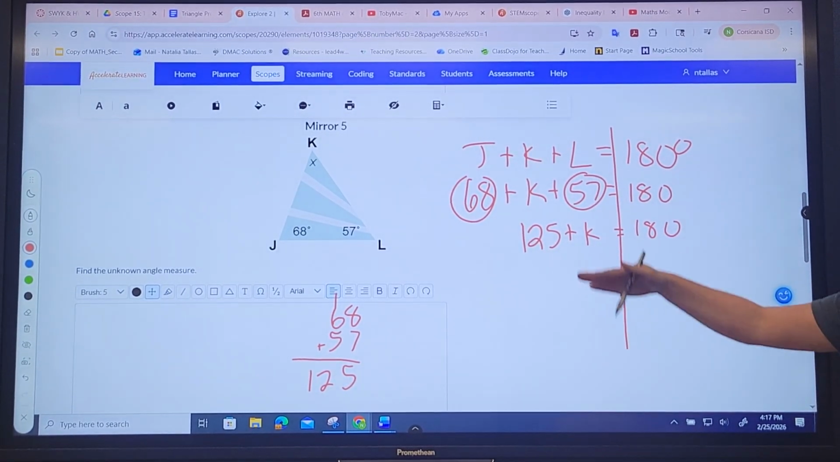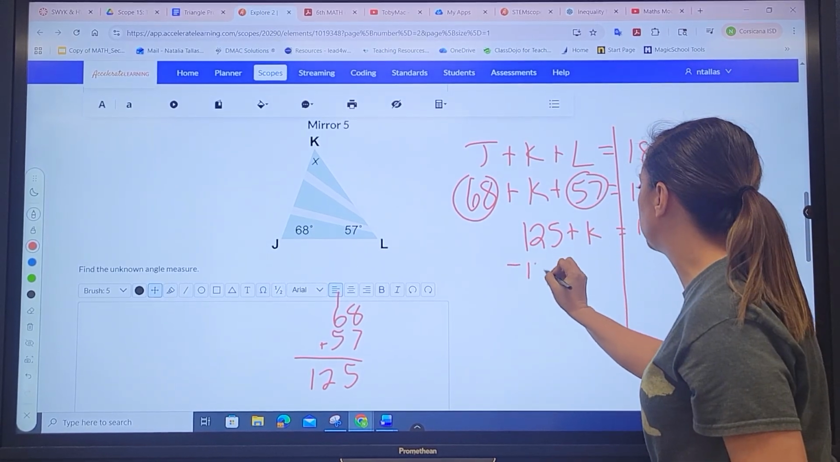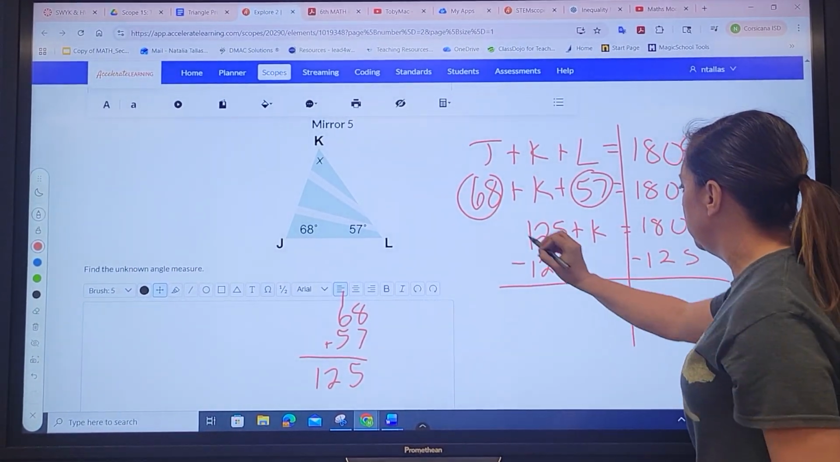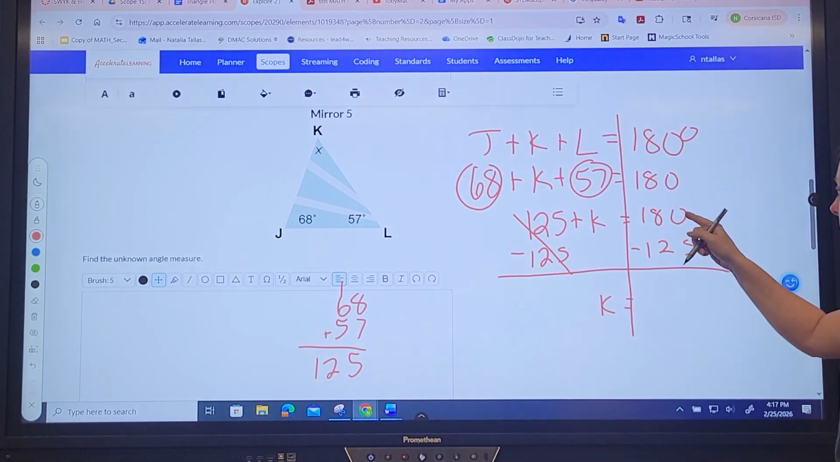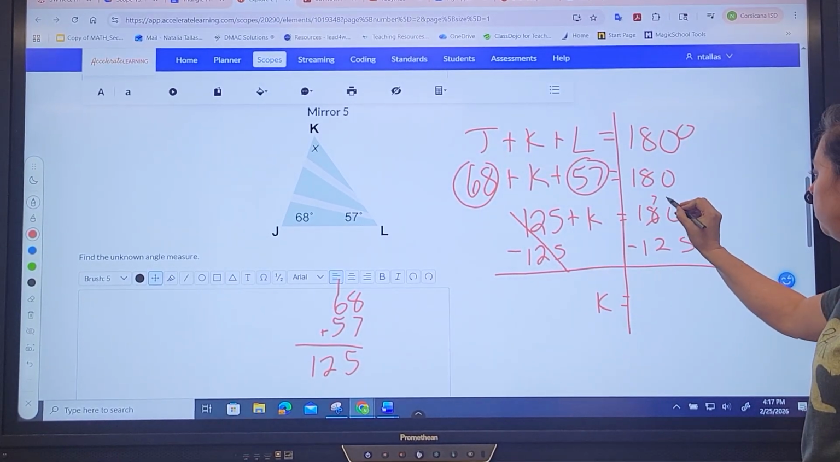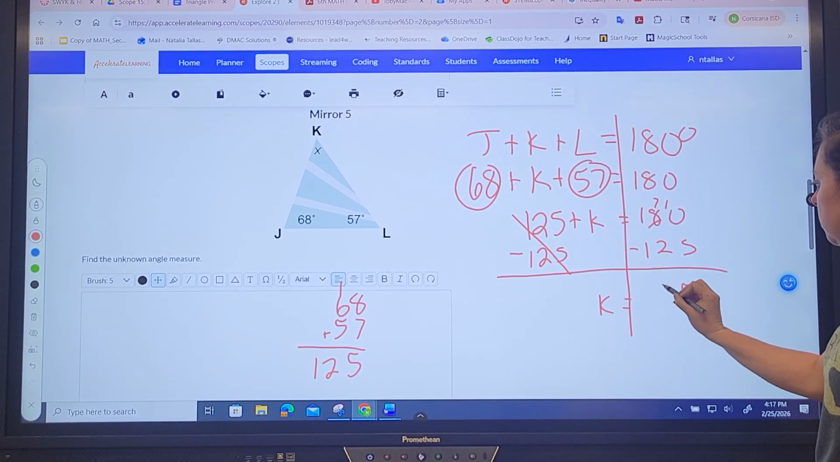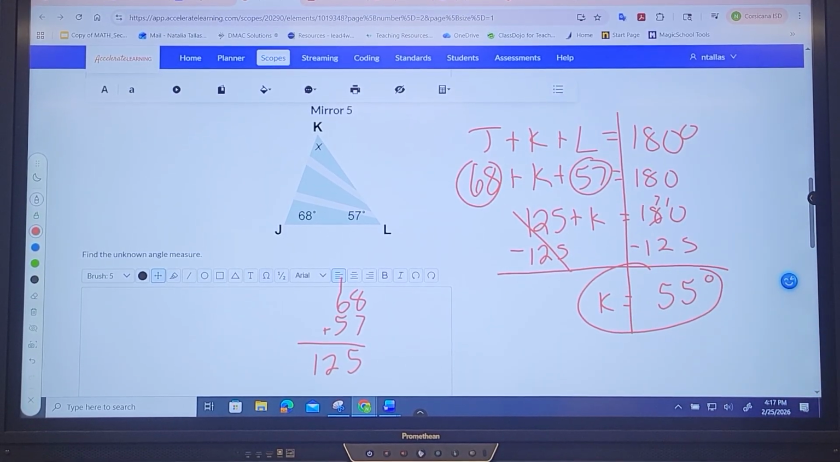And again, you do the inverse operation. The opposite of addition is subtraction. So I'm going to subtract 125 from both sides. These two cancel out, leaving K. Can't take 5 from 0, so regroup. 10 minus 5 is 5. 7 minus 2 is 5. So the measure of angle K is 55 degrees.